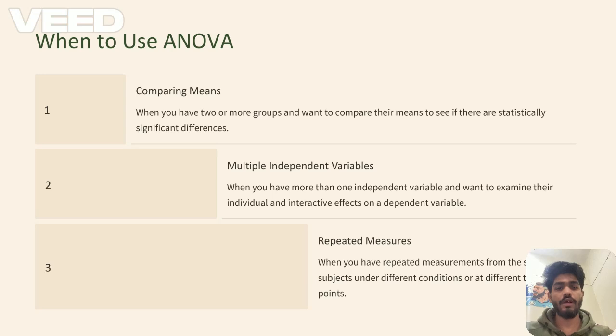When to use ANOVA? First, comparing means: when you have two or more groups and want to compare their means to see if there are statistically significant differences. Second, multiple independent variables: when you have more than one independent variable and want to examine their individual and interactive effects on the dependent variable. And the third one is repeated measures: when you have repeated measurements from the same subjects under different conditions or at different time points.